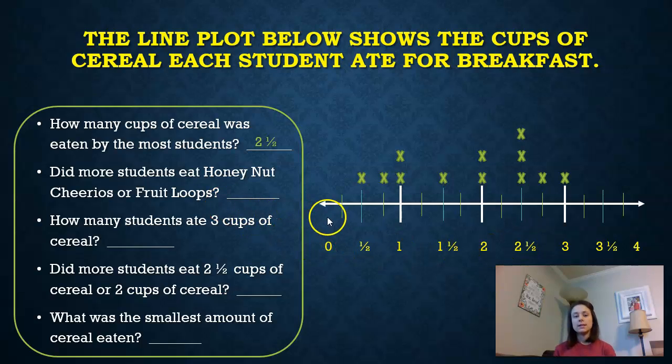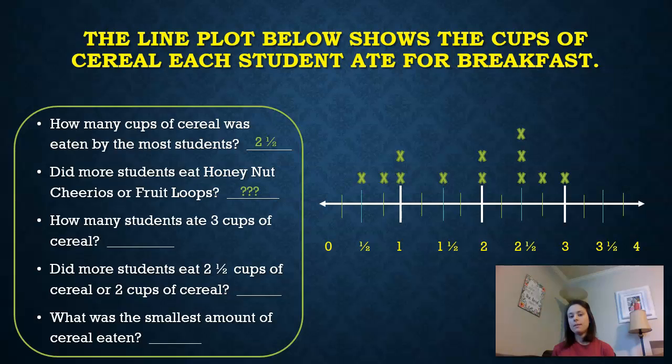Our next question, did more students eat Honey Nut Cheerios or Fruit Loops? That's kind of a trick question. We don't know that answer. Line plots don't tell us that. They're just telling us literally how much cereal was eaten, not what kind of cereal was eaten.